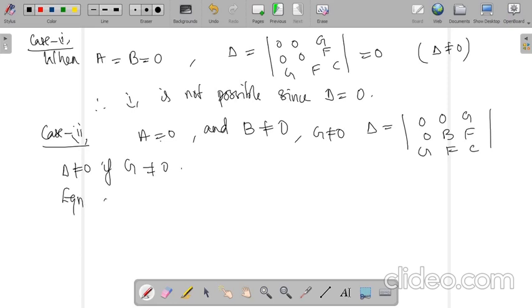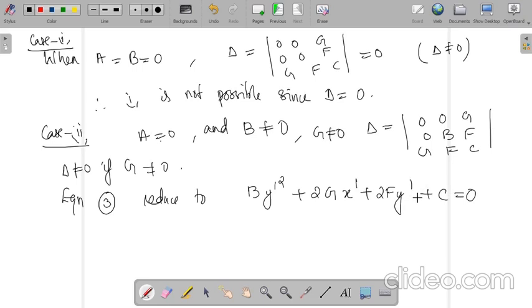So the equation 3 will reduce to the form, with a being 0, b y dash square plus 2g x dash plus 2f y dash plus c equal to 0. Now this is a parabola which can be put in the form y square equal to 4x, because we can complete the square in y and the rest is linear in x. So it will be in the form y minus k whole square equal to 4a into x minus k. So this is a parabola whose axis is parallel to the x-axis, because it need not be centered at the origin.